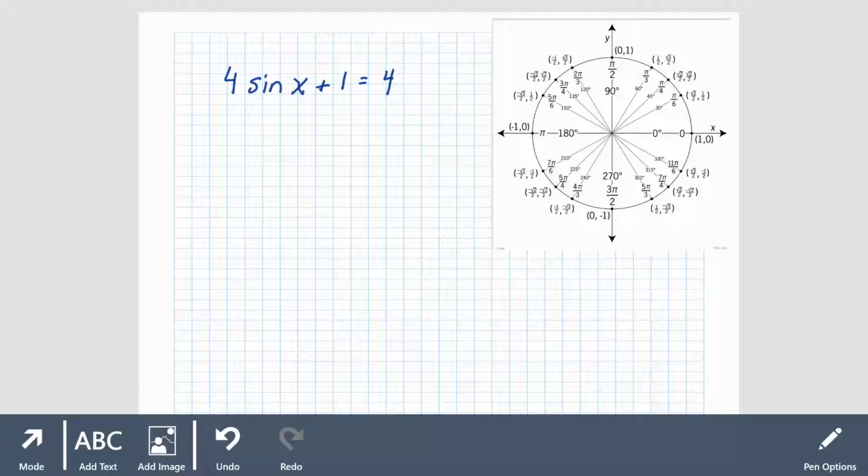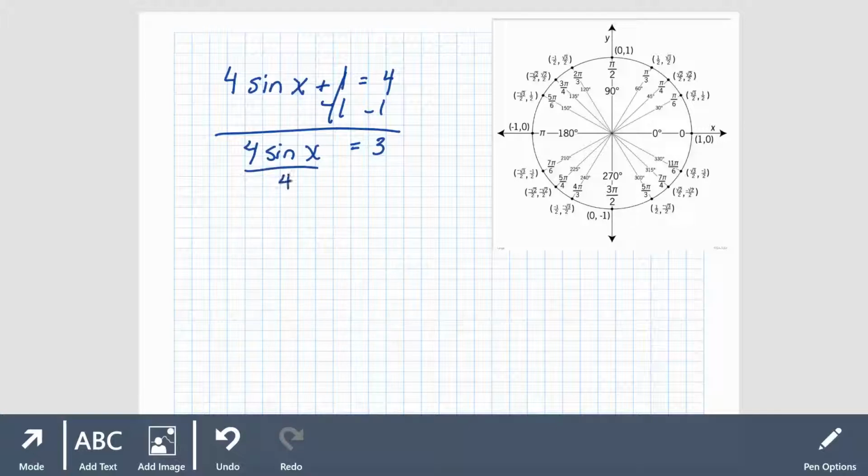This time we've got a little bit more going on, so the first thing we'll want to do here is subtract 1 from each side. Always, again, all of our normal equation solving order of operation things work. Adding and subtracting is the weakest link. So now I have 4 times sine of x equals 3.